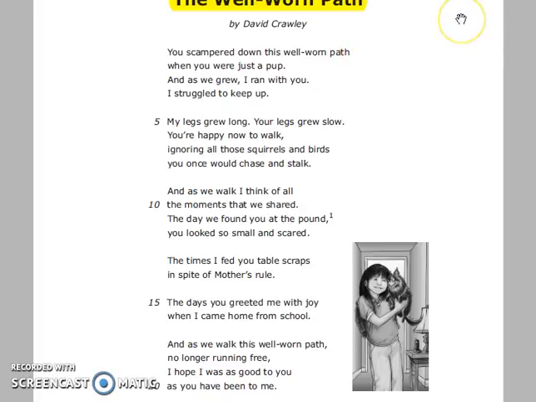So on this first one where it says, you scampered down this well-worn path when you were just a pup, and as we grew, I ran with you, I struggled to keep up. What might you write right there?